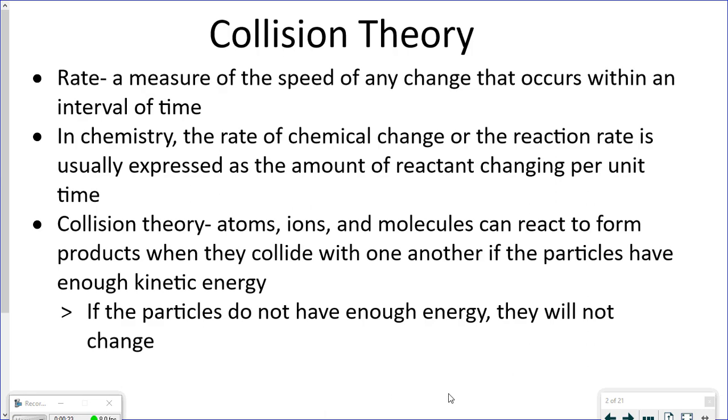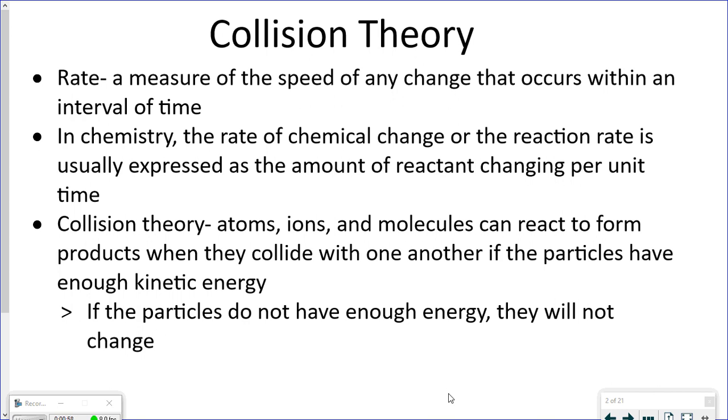Whenever we're looking at a reaction, all of it is based off of collision theory. Our rate of the reaction is the measure of the speed of any change that occurs within an interval of time. So in terms of reactions, we're looking at the rate of product formation over the course of time, and all of this has to do with collision theory, and it's based off of the number of collisions that are occurring.